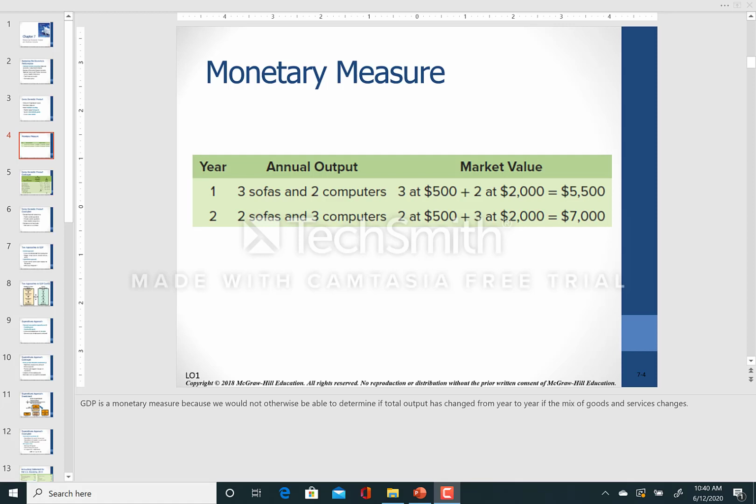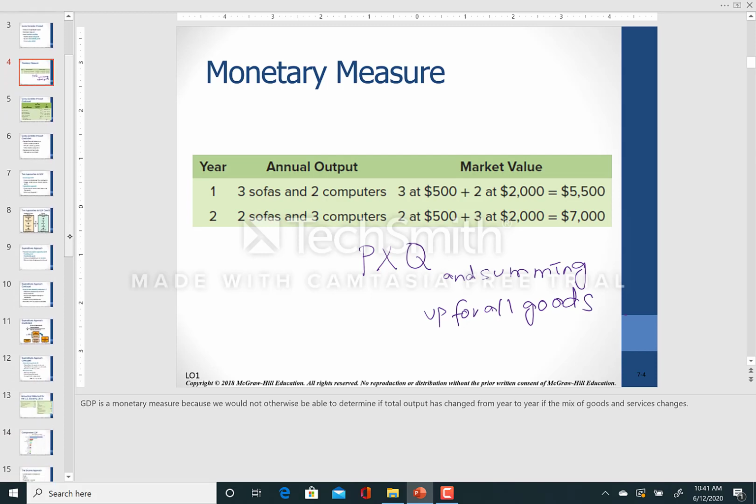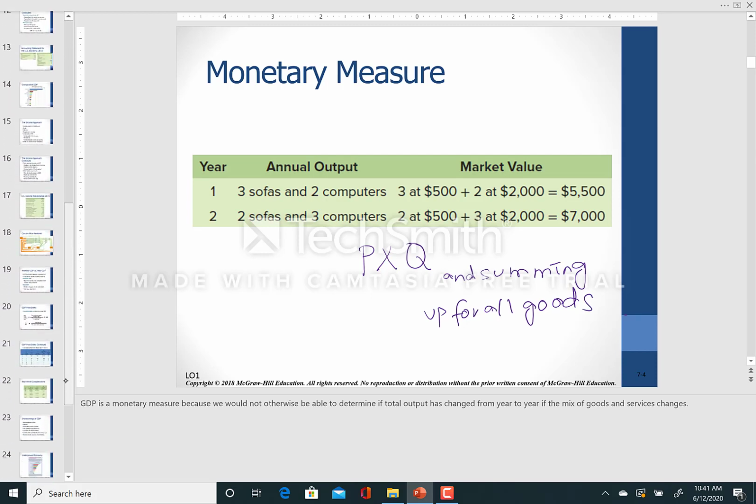Hey all, in one of the previous lectures, we saw GDP is a monetary measure. That means it's calculated by multiplying the price and quantity and summing up for all goods. I am going to use this concept to explain nominal gross domestic product and real gross domestic product.